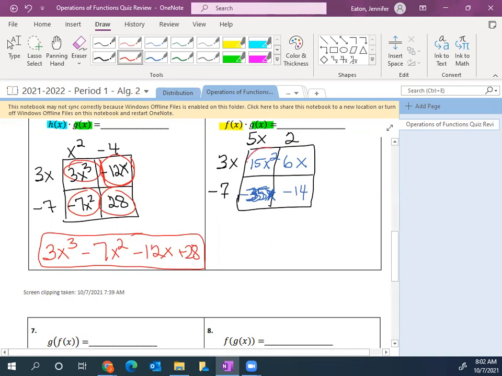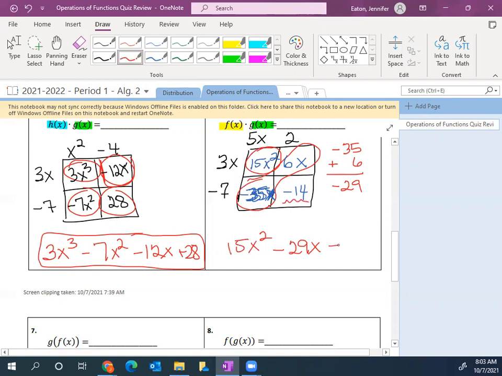So let's collect those like terms. I have a 15x squared. I'm going to write that down. 15x squared, because there's no other x squareds. I have a negative 35x. That's pretty ugly, but that's what it is. Negative 35x plus 6x. So negative 35 plus 6. And because one is negative and one is positive, what's actually happening here is subtraction. And we get negative 29. So we have negative 29x. They both had x's, so we leave that x there.